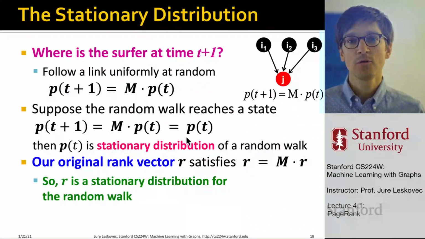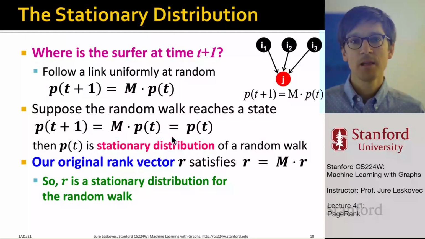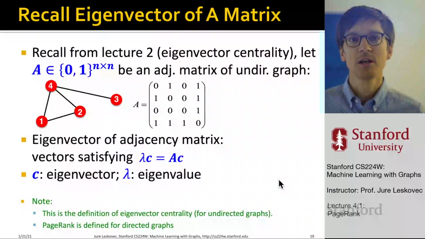And to compute the stationary distribution is the same problem as before: to solve that system of equations, or to solve this recursive equation of R equals M times R. So this is the interesting correspondence that I wanted to talk about.